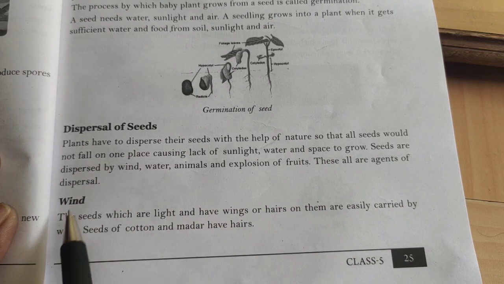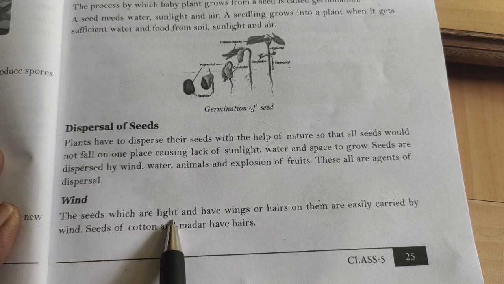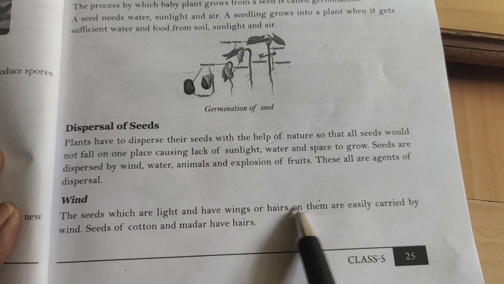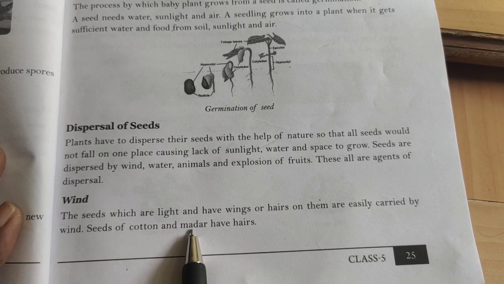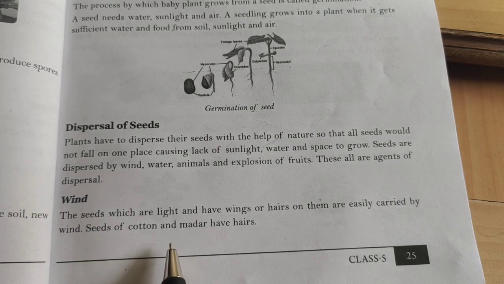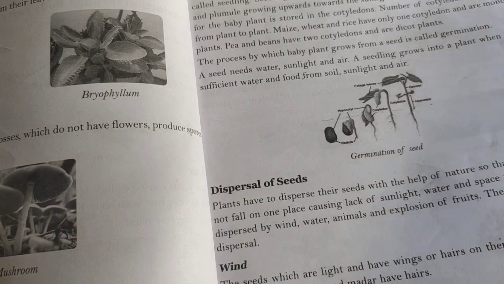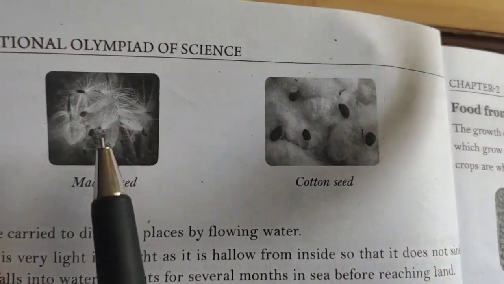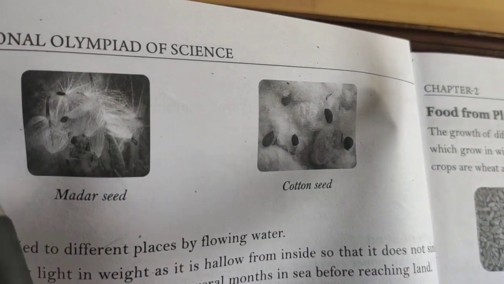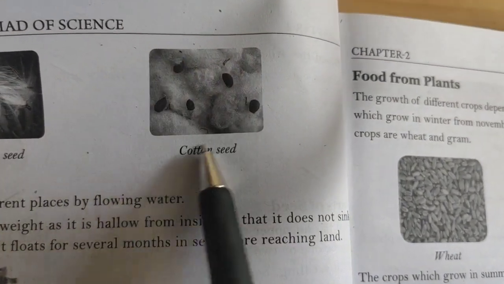How is it explained here? Wind. How are seeds dispersed through wind? Seeds which are light and have wings or hairs on them are easily carried by the wind. Seeds of cotton and madar have hairs. See, some seeds will have wings or hairs, not like wings of birds. They will have a small wing-like structure that will be carried through wind. See, it is madar seed. And here it is cotton seed. It will be dispersed through wind only.